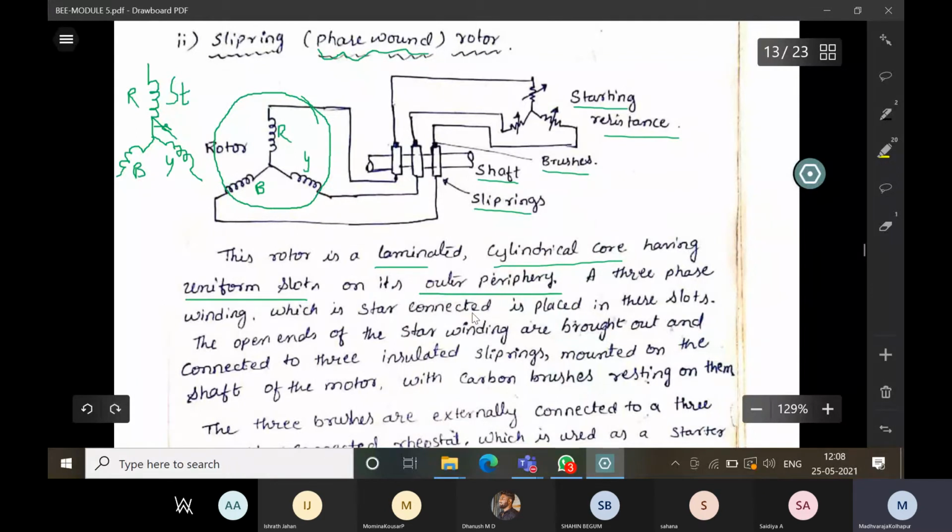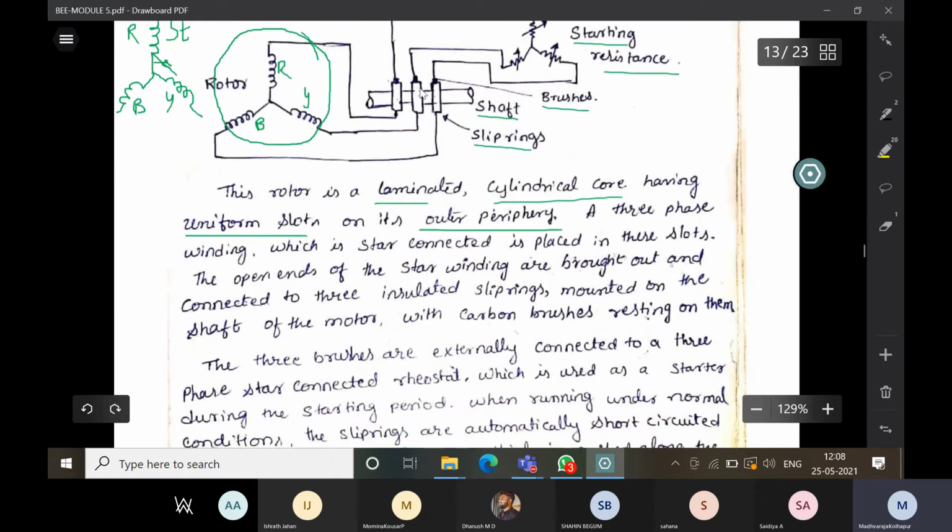The three phase winding, which is star connected, is placed in these slots, and the open ends of the star winding are brought out and connected to three insulated slip rings. These are the slip rings, and these are the brushes mounted on the slip rings, and the slip rings are mounted on the shaft of the motor with carbon brushes.